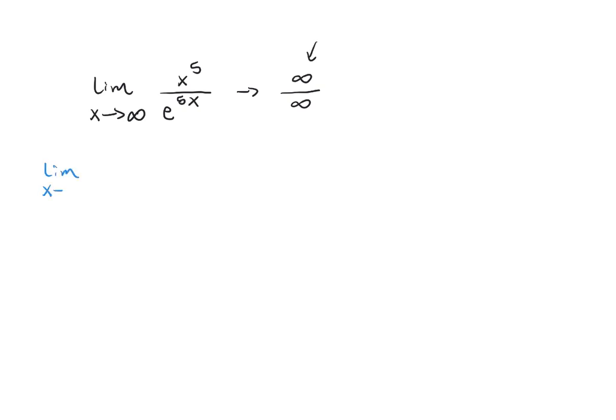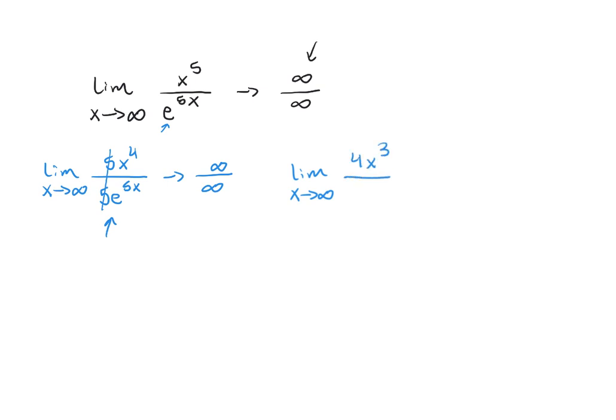Okay, so limit as x approaches infinity of 5x to the fourth over, don't forget chain rule with this one, e to the 5x times 5. So the 5's cancel. So if we substitute in infinity, we will still get infinity over infinity. So now let's do the derivative of these. The limit as x approaches infinity, the derivative would be 4x to the third over 5e to the 5x. Okay, nothing cancels, and we're still going to have infinity over infinity.